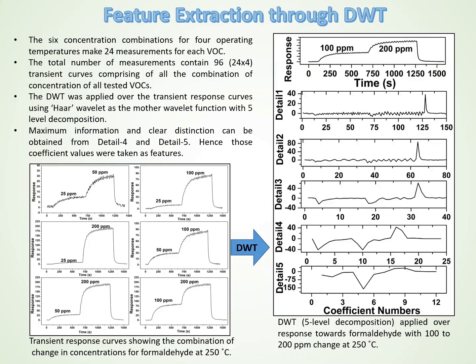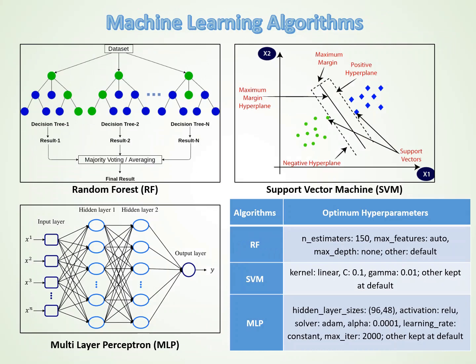Also, there were 4 VOCs. Considering all the combinations of concentration changes, there were 96 transient curves, which were transformed using the DWT technique, and the dataset was formed having 96 measurements, which were fed to the machine learning algorithms. Different machine learning algorithms were employed as a supervised learning process over the dataset generated from the feature extraction through DWT. Here we have employed random forest, support vector machine, and multilayer perceptron.